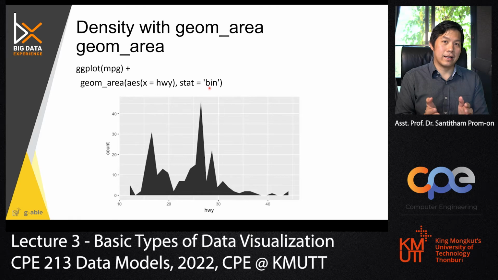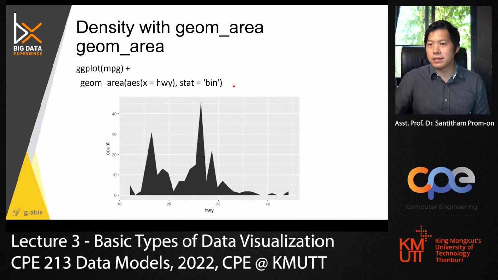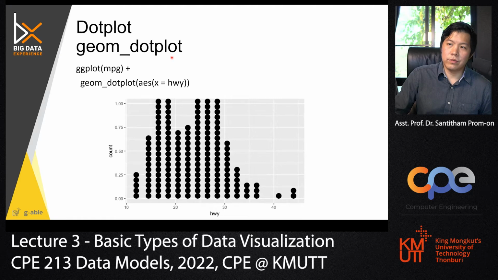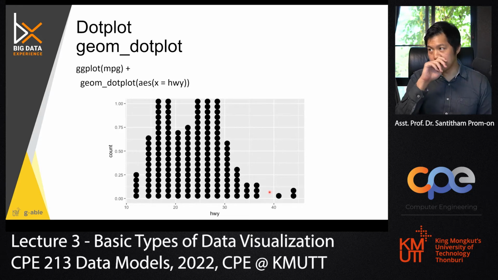Stat bin would bin the data into bins, and then for each bin it will show values, and you plot it on the top. There's also geom_dotplot, which will show you the dot plot. It also uses stat bin, which means that it would bin the range and then plot the graph for you, so that you know the number of occurrences. The highest one would be 1, and the rest would be compared to the highest.